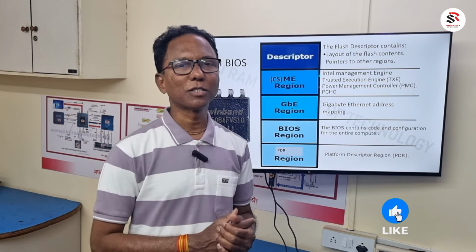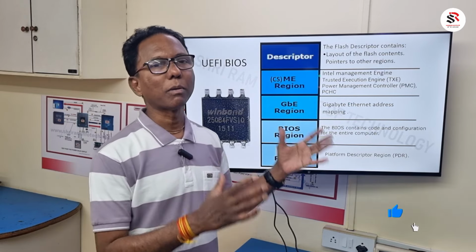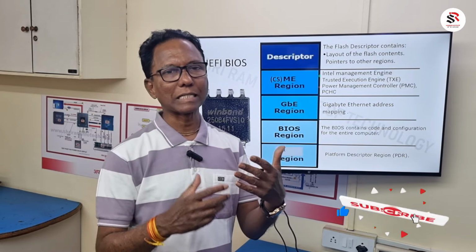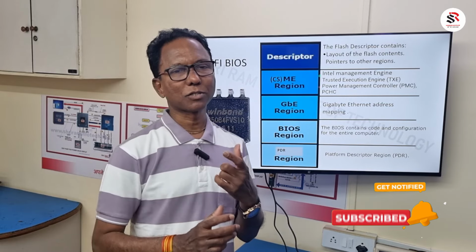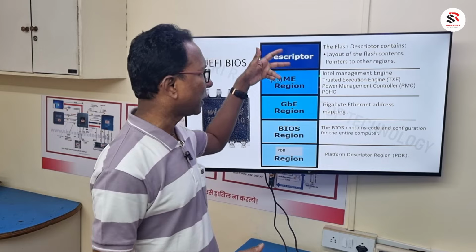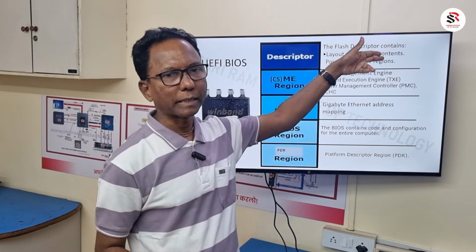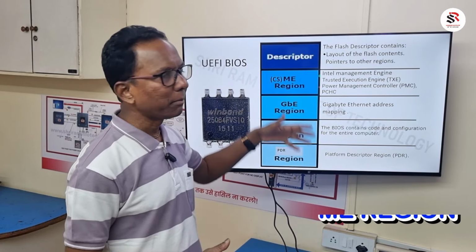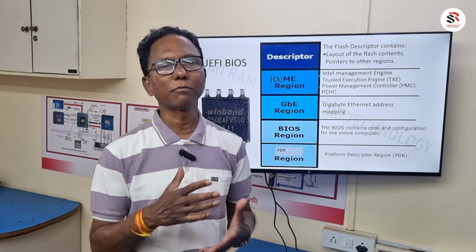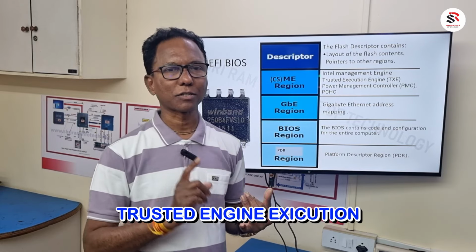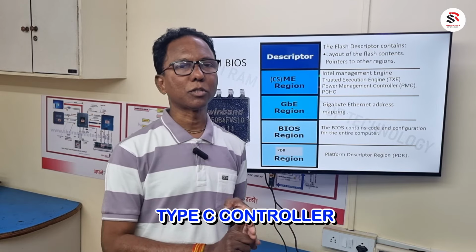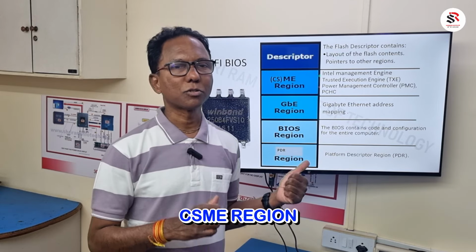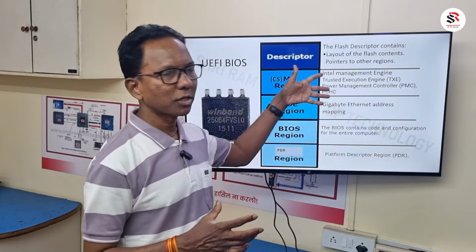The descriptor region is basically the index of the BIOS. In our books we can see there is an index page giving the information about all the pages and their page numbers. Similarly, the descriptor is a layout of the content. The second is called the ME region. In the ME region there are different regions: the trusted engine execution, PCH controller, PMC controller, Type-C controller, and CSM regions. All the regions are there in the CSM region.